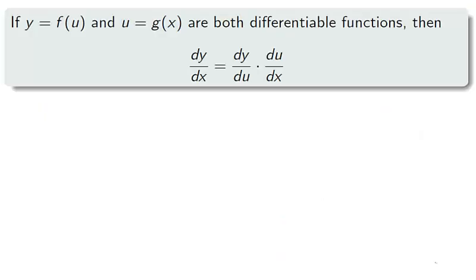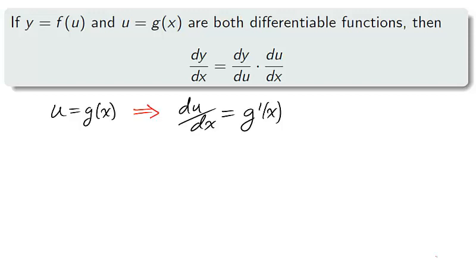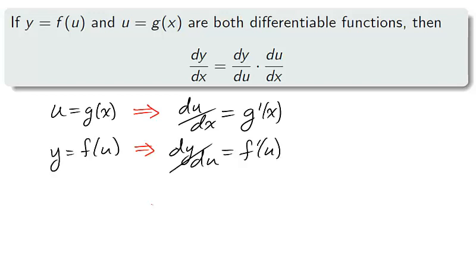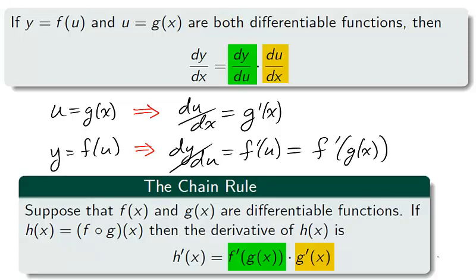We obtained an expression which is an alternate version of the chain rule. Let's manipulate this into an easier form. Since u equals g of x, the derivative of u with respect to x is g prime of x. Similarly, y equals f of u means that the derivative of y with respect to u is f prime of u. And since g of x is just a placeholder for u, we find that the derivative of y with respect to u is f prime of g of x. We make the replacement of dy over du and du over dx to obtain the chain rule.